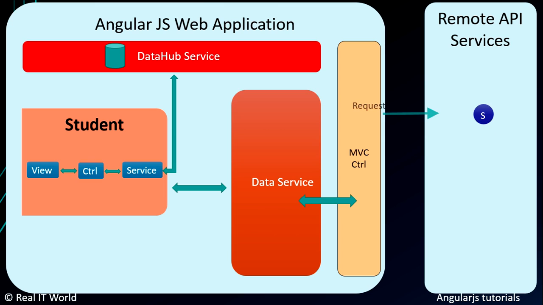This will make a remote services student service. It will communicate to the remote API services. Then the remote API services will process that request and return the students data based on our search criteria. That will return data to our MVC controller. The MVC controller will return that data back to our AngularJS data service, and our AngularJS data service will return that data back to our student module service.